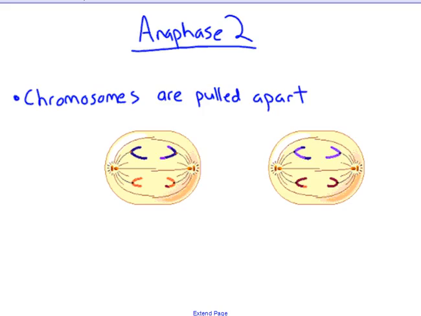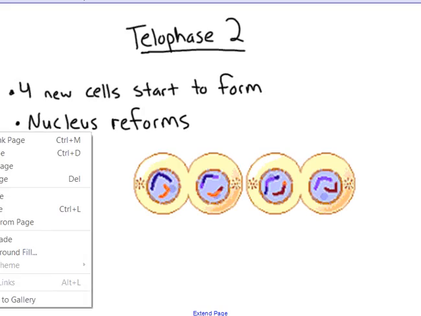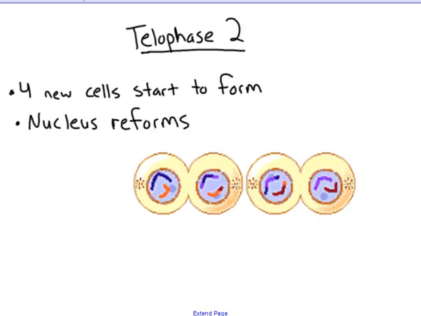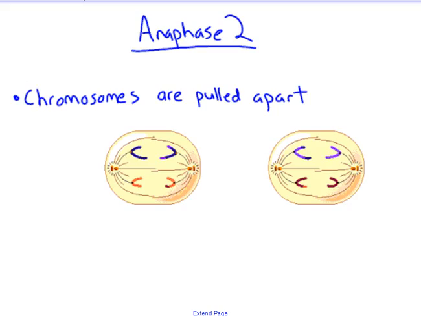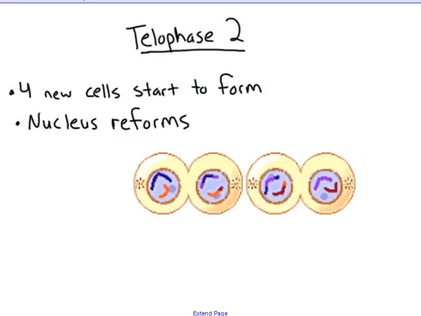And when you see anaphase, the full chromosome is going to get pulled apart. So when you see anaphase 2, the full chromosome is getting pulled apart. This takes us to telophase, PMAT: prophase, metaphase, anaphase, and then finally telophase. You're going to see the formation of 4 new cells. The nucleus is going to start to reform, and this is going to be the last step in meiosis.